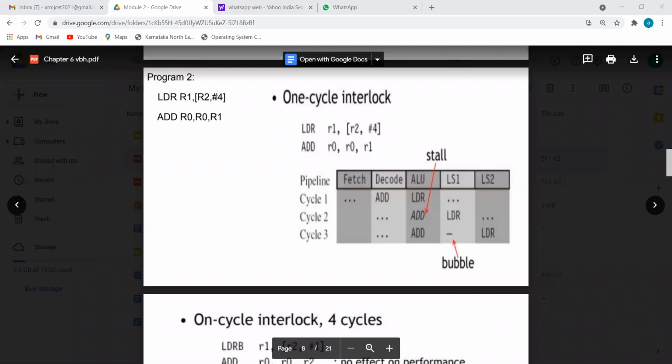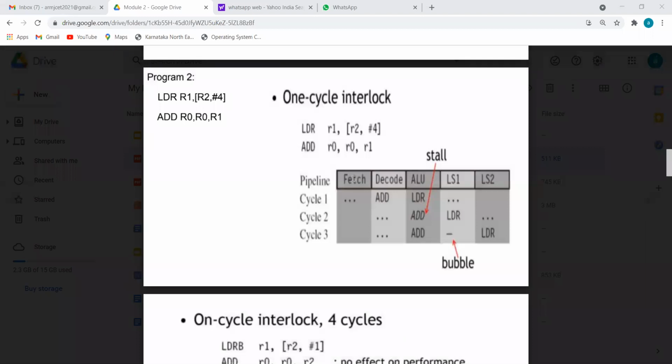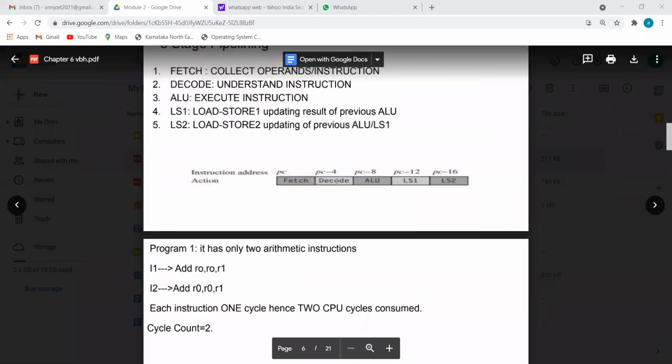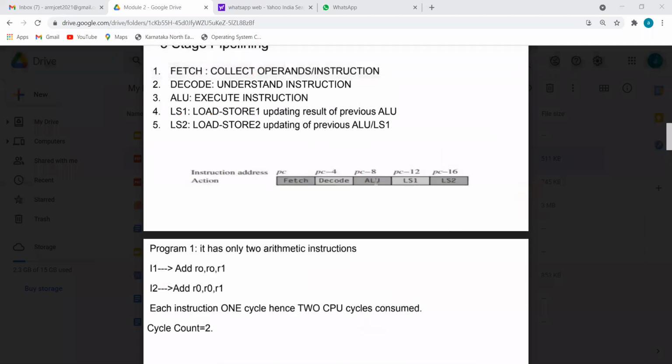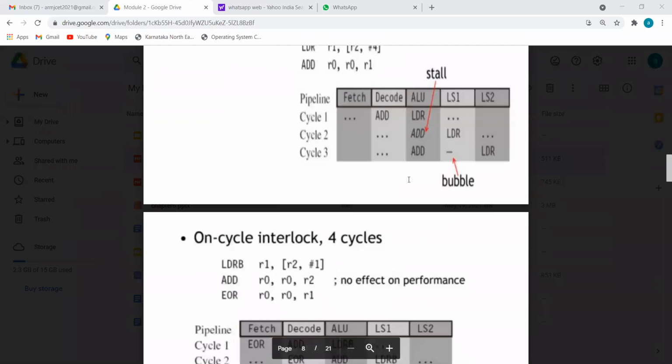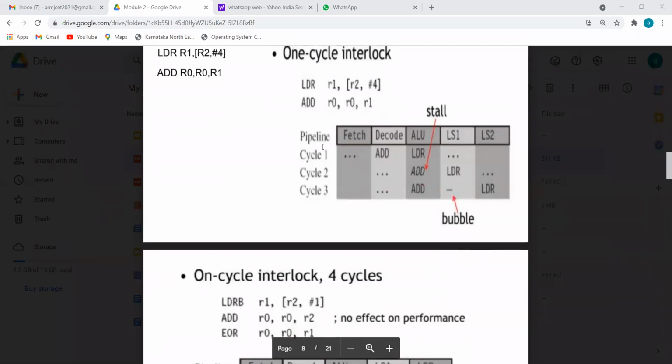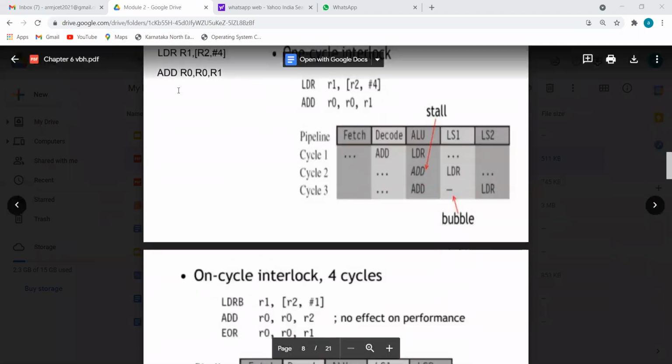So if it is a pre-index offset, as I told in some of the theory classes, like a barrel shifter, before the actual instruction starts, it will do one work. Now you see, again I will take the 5-stage pipeline which we have considered here: fetch, decode, execute (ALU is called execute), LS1 and LS2. Leave all this; I'm explaining only LDR and ADD.